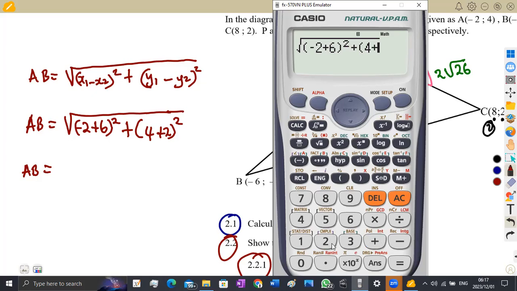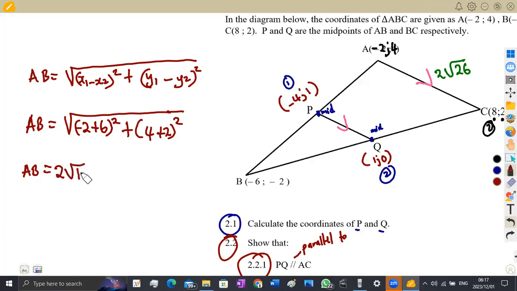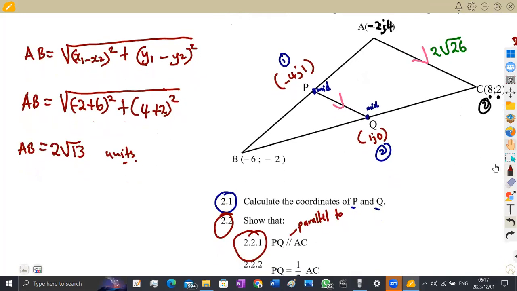So it's going to be 4 plus 2 squared, which is going to give us 2 square root of 18. Just write it as it is, 2 square root of 18 units. Just leave it like that, okay? So we've calculated AB. We now have this length of AB.